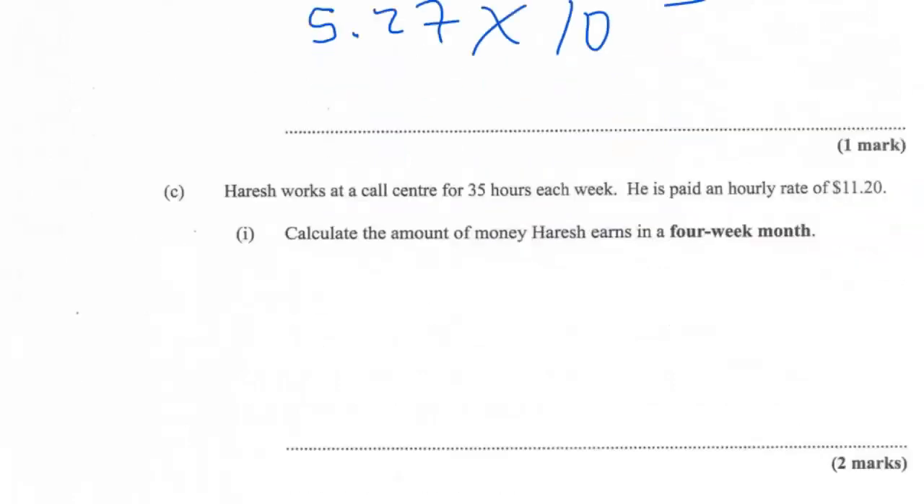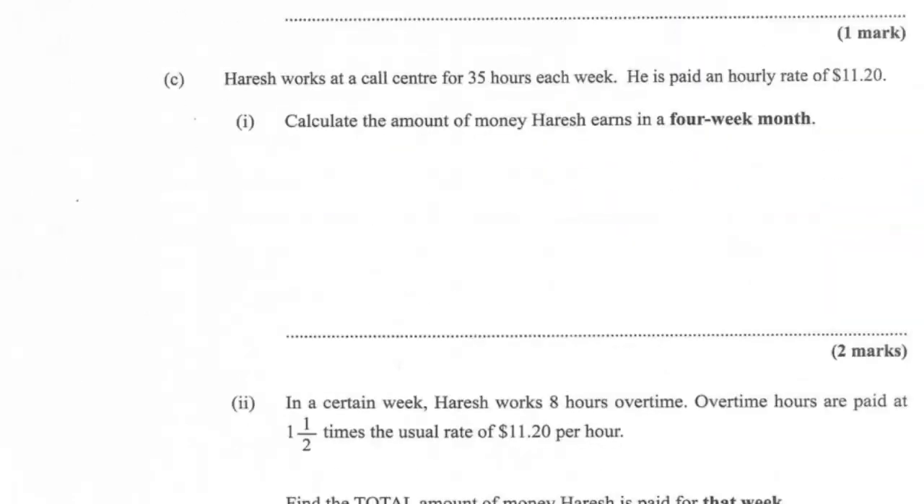All right, part C. Harris works at a call center for 35 hours per week. He is paid an hourly rate of $11.20. Calculate the amount of money Harris earns in a 4-week month. So he works 35 hours per week, and the hourly rate is $11.20. So we can easily calculate his earnings per week.